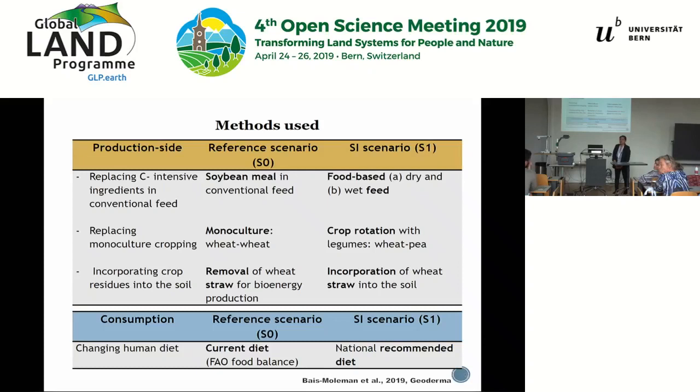Which one, production side efficiency or changing diets? I wonder if you tried combining the two. What happens if there are changes in consumption as well as more efficiency? Yeah, if we just combine the emission savings of both, we just calculate it in separate scenarios. But we didn't really calculate the link between them. So, maybe in the future.